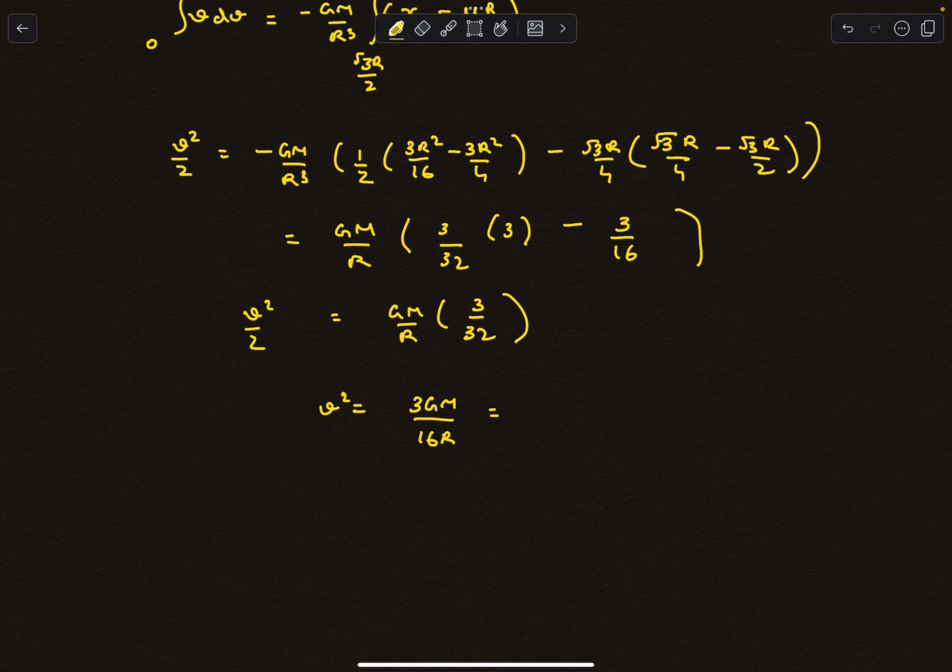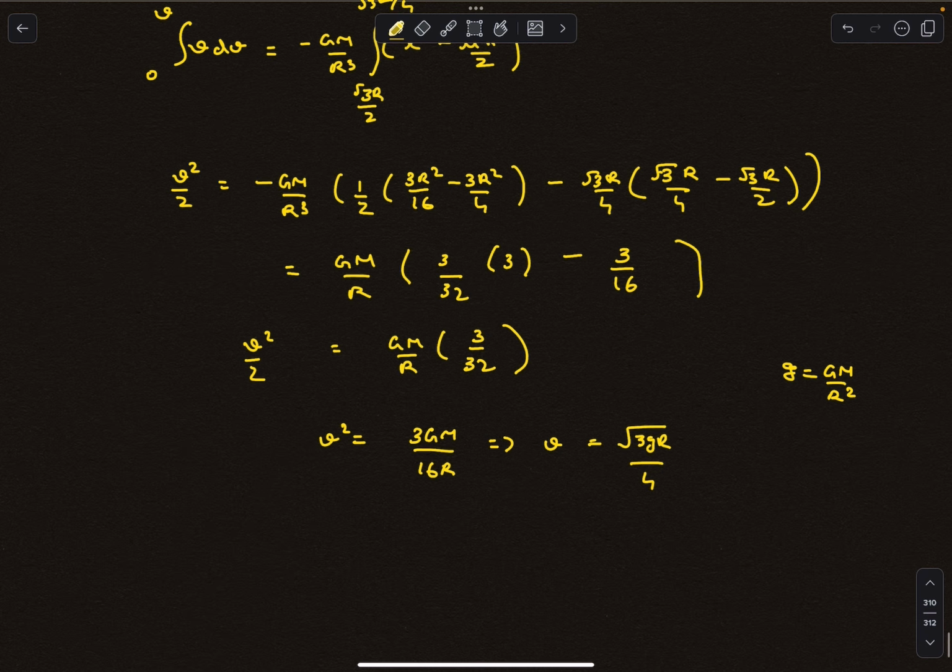Now we know g at the surface of the planet is GM by r squared. So GM we can write as g r squared. So the velocity just comes out to be root 3gr divided by 4. So now let's move on to the next question.